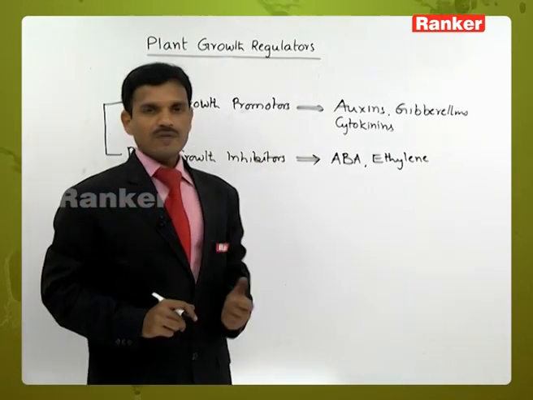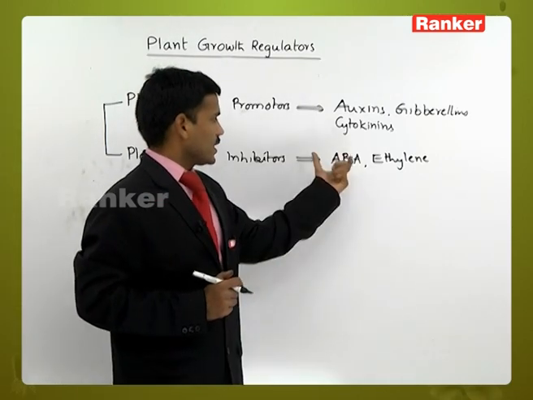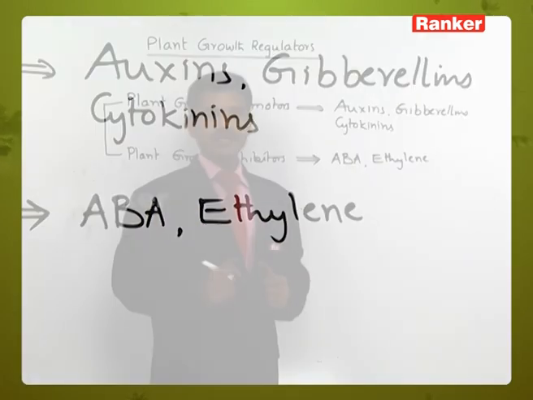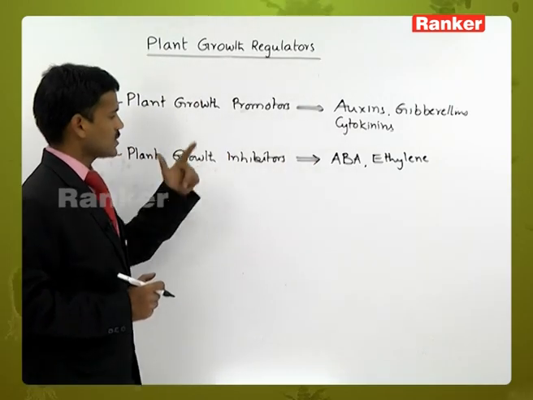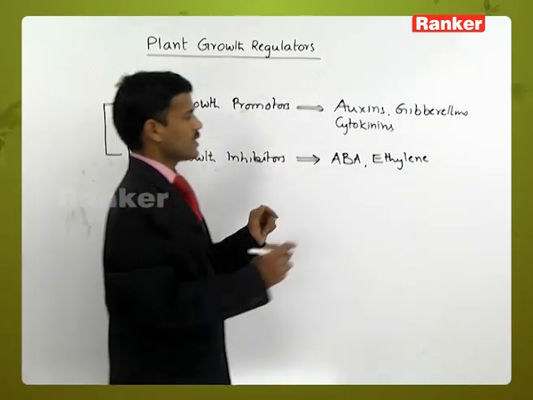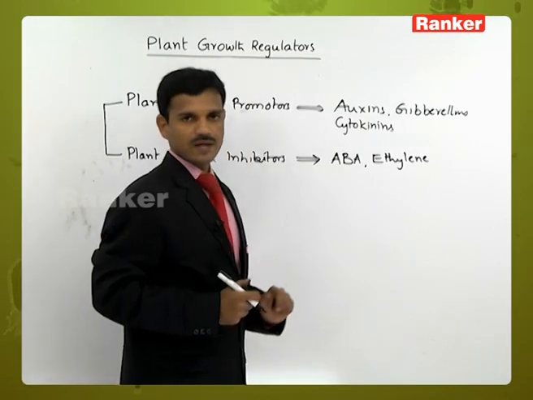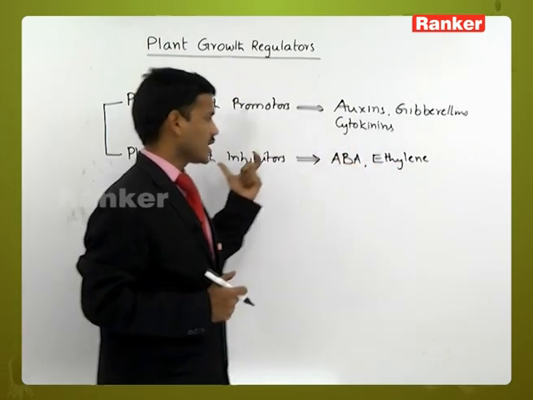Here mainly they are involving in the dormancy and abscission. Here abscisic acid is completely an inhibitor, but ethylene fits in the two categories, plant growth promoters and plant growth inhibitors. Here it fits in the two categories, but most of the actions or physiological effects are related to inhibition. That's why it is included in the inhibitors.